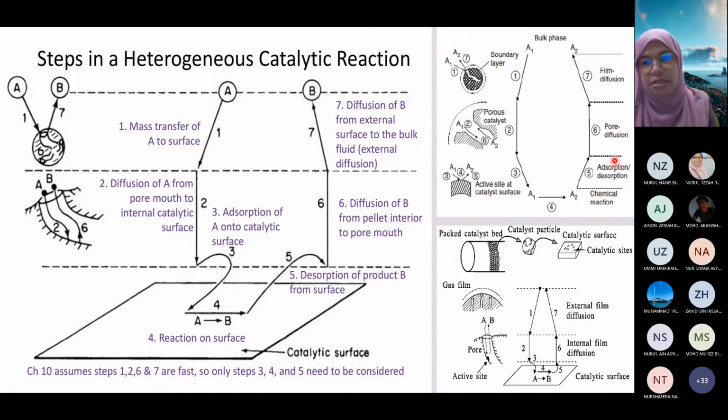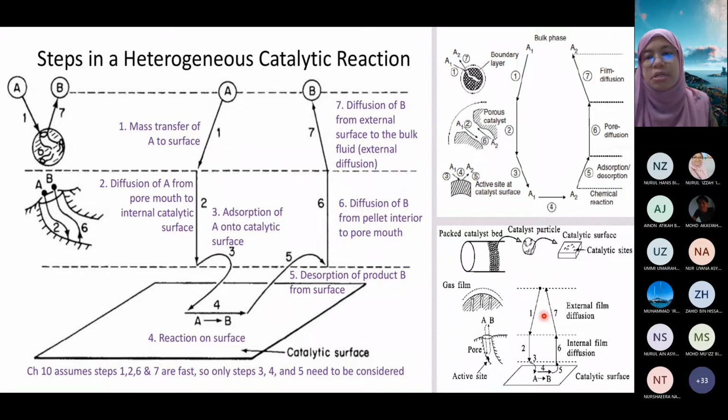And then desorption sebab dia nak keluar. And then pore diffusion balik, nak keluar daripada dalam ni internal catalytic surface tu to the external surface. So last kali film diffusion. So that's why kita panggil diffusion juga. Sebenarnya mass transfer of the product tu back to the bulk fluid.